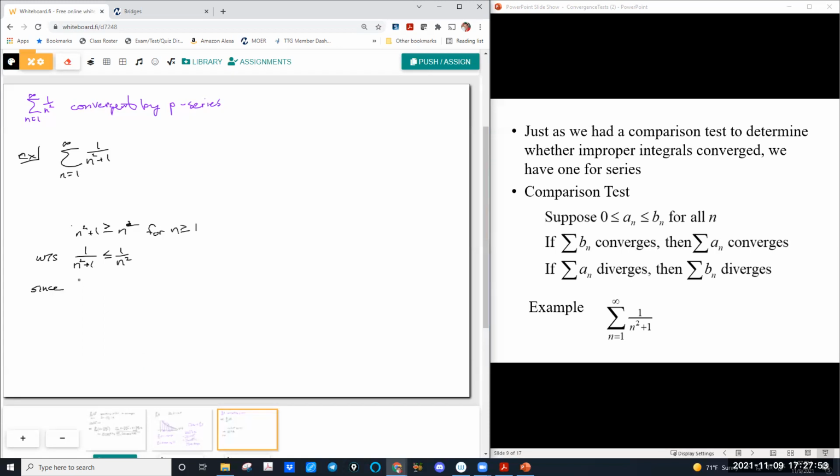And we've already shown that 1 over n squared converges. Then 1 over n squared plus 1 converges by our comparison test. Again, this comparison test works the exact same way as the comparison test for improper integrals. So if you were comfortable with that for improper integrals, it's the same comparison test.